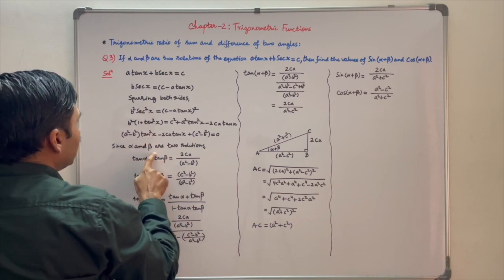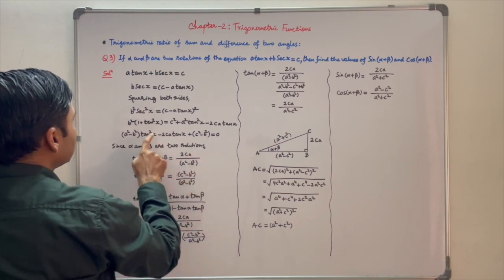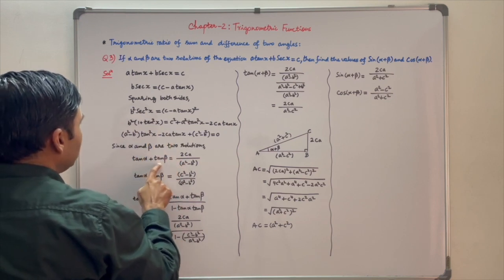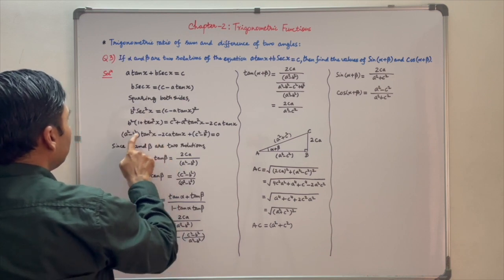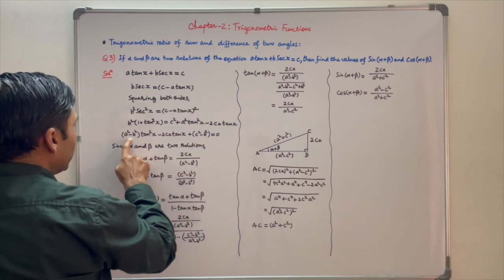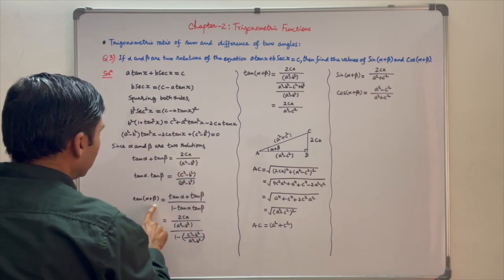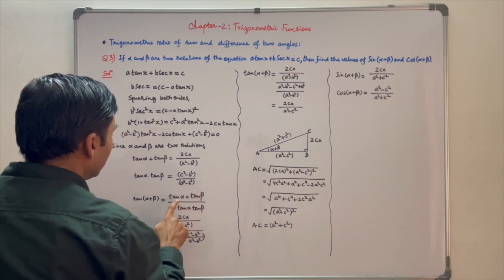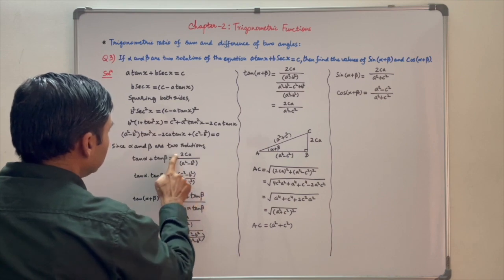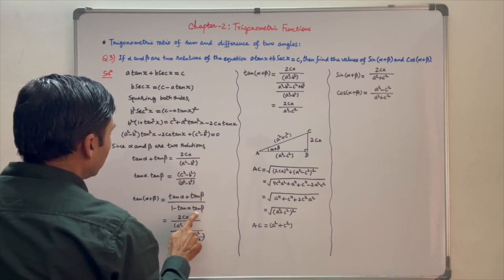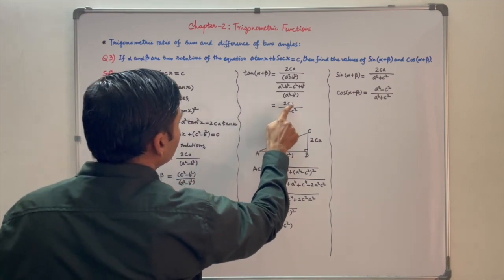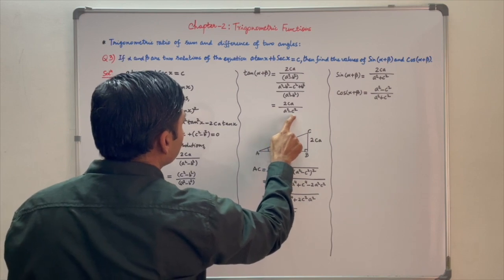Now alpha and beta are given as two solutions, which means tan alpha and tan beta will be two roots. So tan alpha plus tan beta will be equal to minus b upon a, and tan alpha tan beta will be equal to c upon a. So tan(alpha plus beta) is equal to (tan alpha plus tan beta) upon (1 minus tan alpha tan beta). Value of tan alpha plus tan beta is this, and value of tan alpha into tan beta is this. So tan(alpha plus beta) comes out to be 2ca upon a square minus c square.